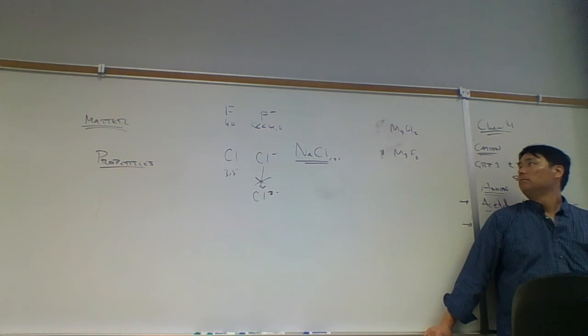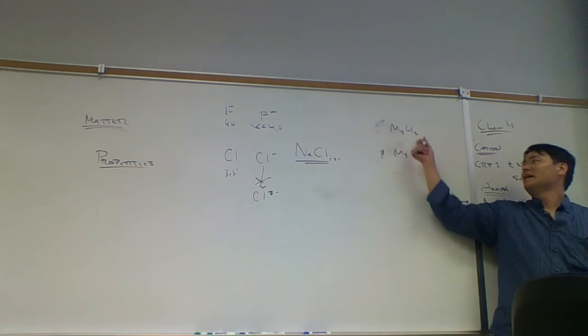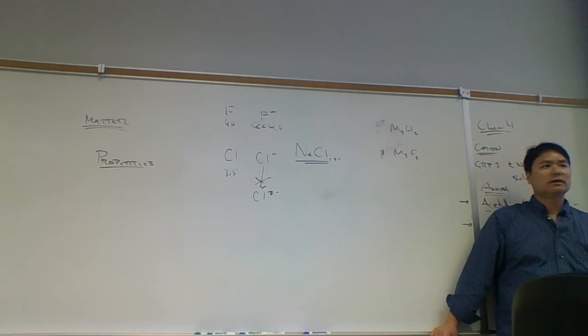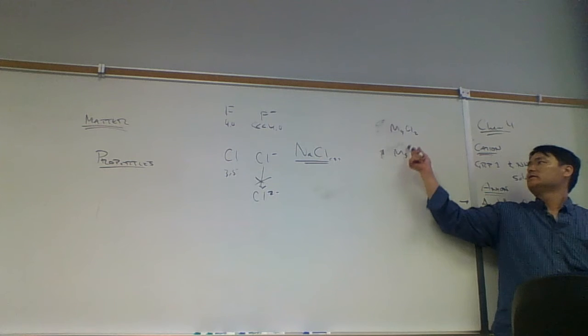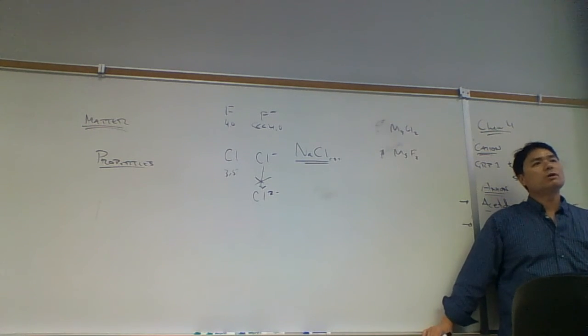You know, chlorides, bromides, and iodides are all soluble except for silver, lead, and mercury. But when you look at this, both of these are soluble. Which one is more soluble? Which one would you predict to be more soluble? The chloride should be more soluble. Why?